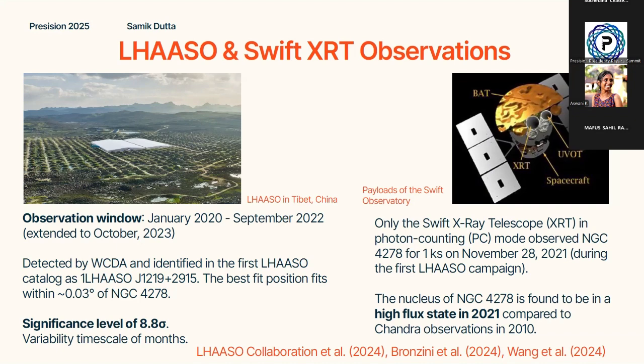What was found was that the nucleus of this source is at a high flux state in 2021 compared to the older Chandra observations in 2010. What I have not mentioned in this slide is that after the publication of our paper, in October of this year, the Fermi collaboration has also shown that they have detected GeV gamma rays from this source.